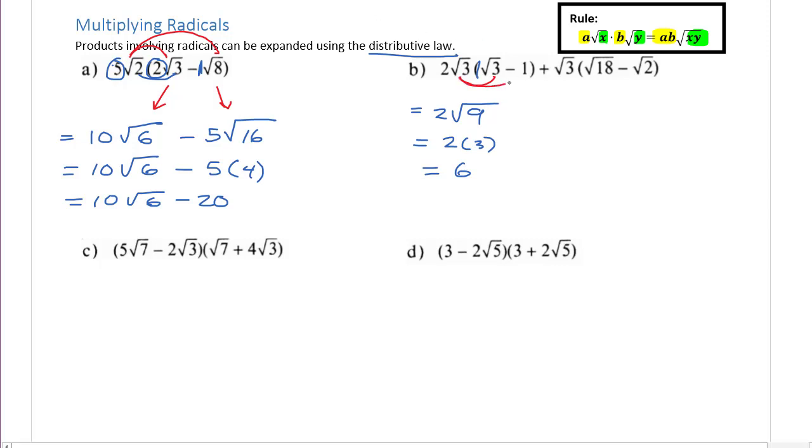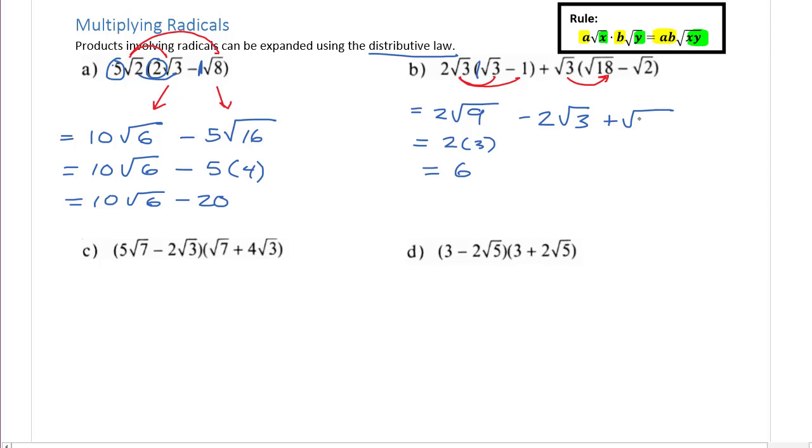All right, let's do the next one. 2 times negative 1. Not a lot we can do there. 2 times 1 is just 2 and root 3. That's that. All right, let's go to the next one here. Root 3 times root 18. All right, so both of those numbers can be simplified. They can be broken down a little bit further.